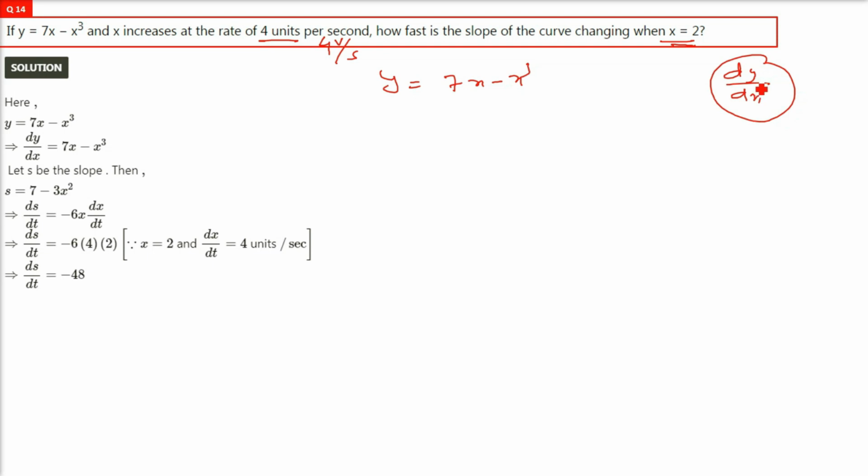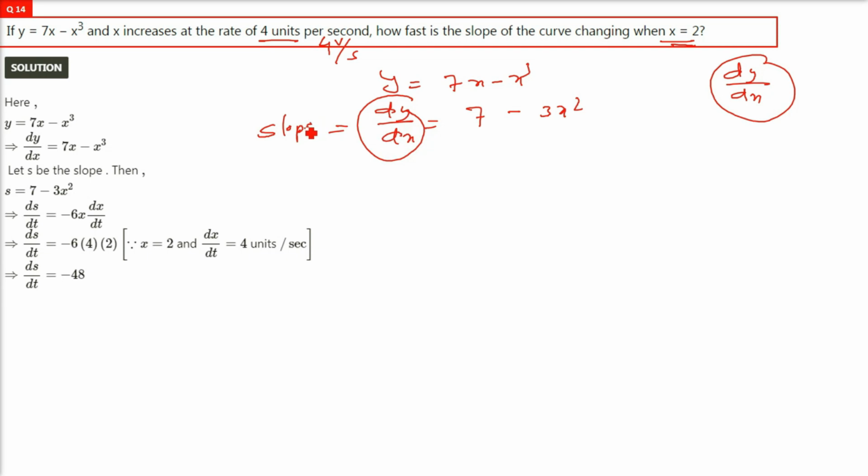We are interested in dy by dx. Slope is dy by dx. It is tan theta. It is slope. It is the anti-clockwise angle from the positive x-axis. So dy by dx we are doing. Please remember, dy by dx we are interested in because it is talking about how fast the slope of the curve is changing. Differentiating 7 gives 0, then x is 1, wait, 7x gives 7, and minus x cube will give 3x square. So this is your dy by dx. Now this is slope. So call it slope.